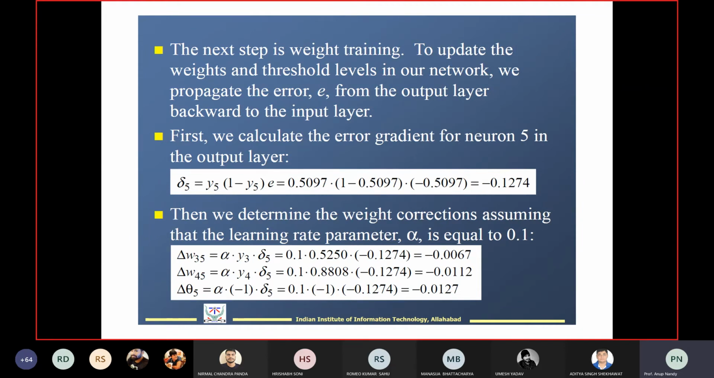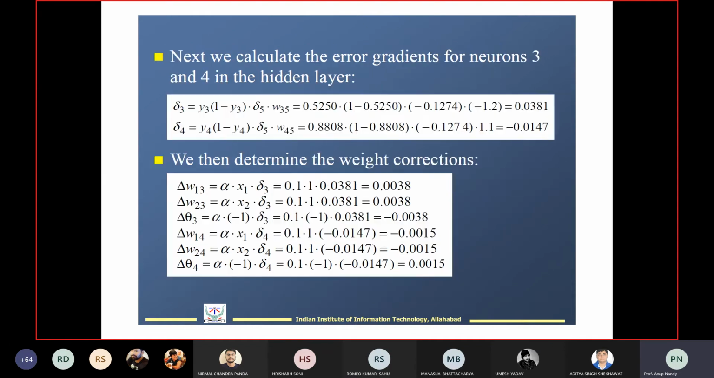Now delta of theta 5 is alpha into -1 into del 5. So that is minus 0.0127. Similarly, next you have to calculate the error gradients for neuron 3 and neuron 4 in the hidden layer. So del 3 and del 4, the formula is that. Then you have to determine the weight corrections.